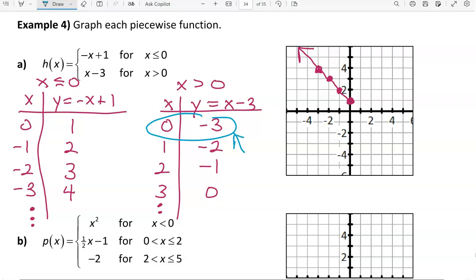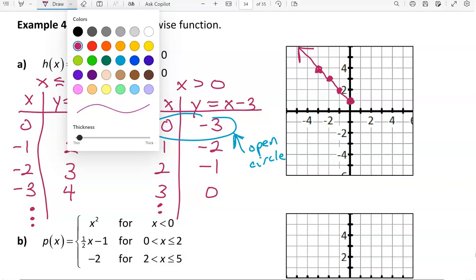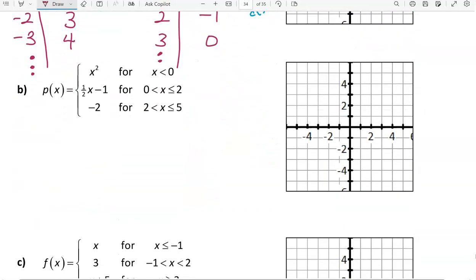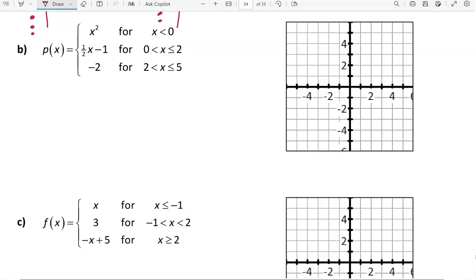What I'm going to note here is that since we can't include x equals 0 in this interval, we'll graph an open circle at this point. So instead of the solid circle that we made in the first interval, we're going to make an open circle at 0, negative 3, and then 1, negative 2, 2, negative 1, 3, 0, and the graph keeps going. So we see that we have an open circle on one endpoint of the graph and a closed on the other. Let's try a piecewise function that has 3 pieces.